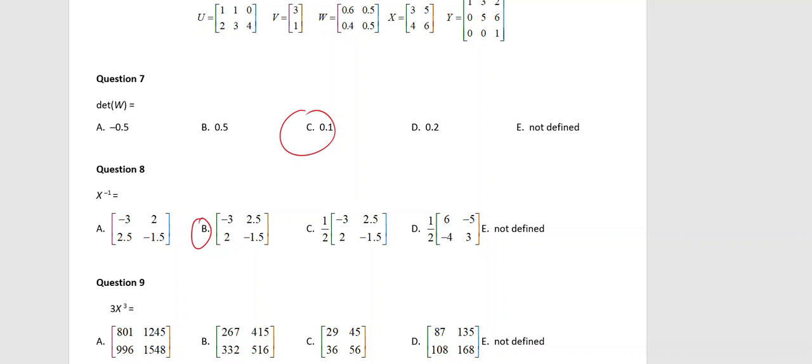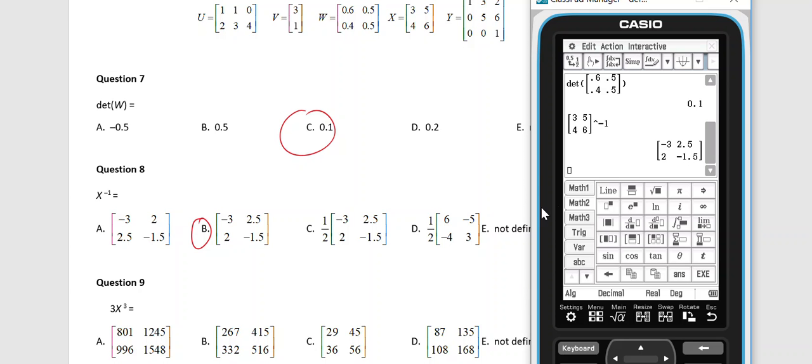3x cubed, okay, so all you need to do is use a calculator. You go 3x, so x is just this, I'm going to copy and paste, drag and drop. So the answer should be A.